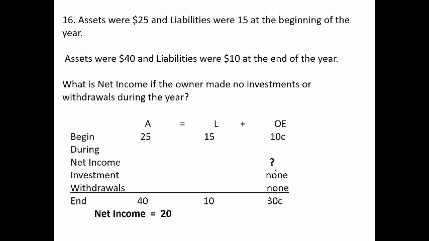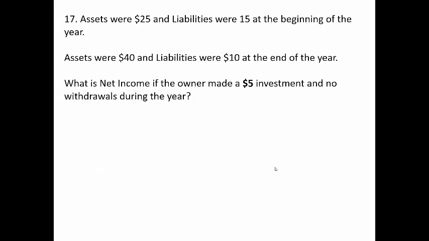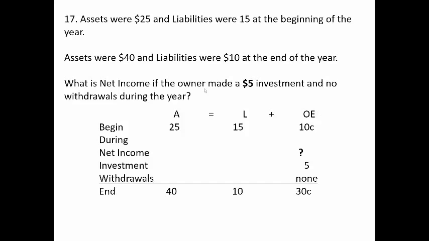Okay, that's 16. Number 17, we got the same exact facts, everything's the same, except we're going to add one more thing into this equation, which is the owner had a $5 investment during the year, but still no withdrawals. So let's look at all this. Now, again, assets started out at 25 and liabilities started out at 15. Therefore, owner's equity is 10. Assets ended up at 40. Liabilities are 10, and therefore owner's equity at the end of the year was 30. So we still have a $20 difference. In this case, it's a $20 increase.